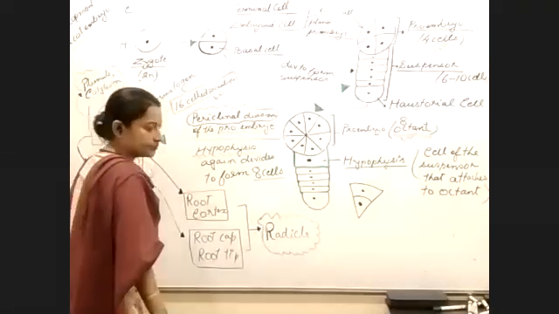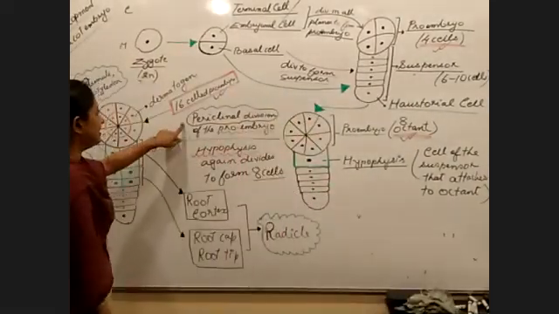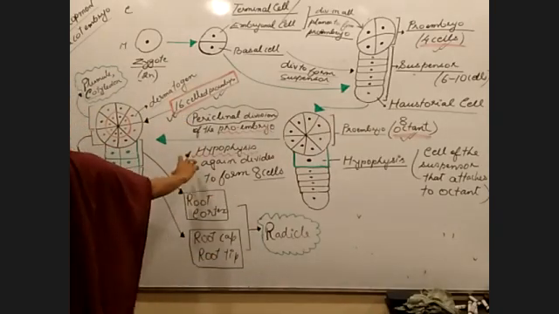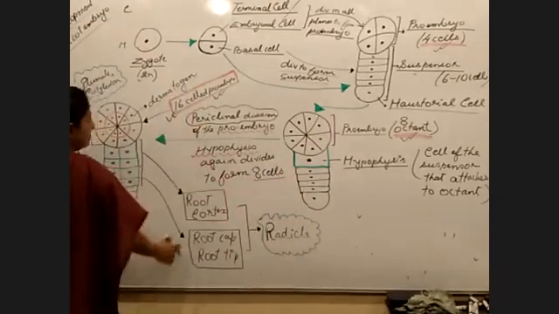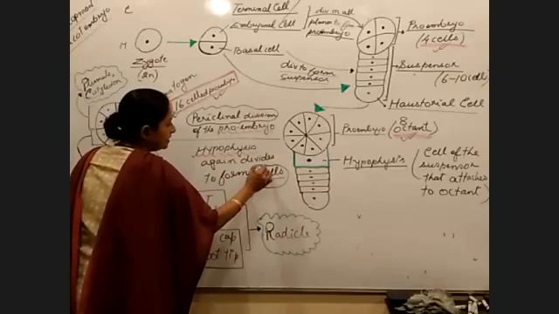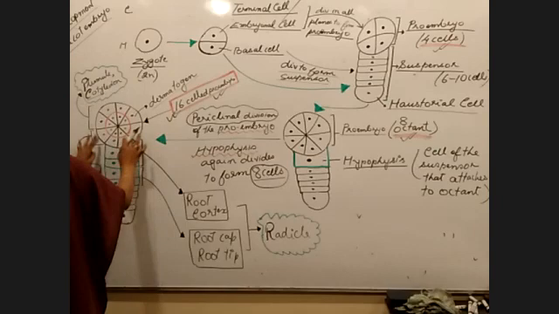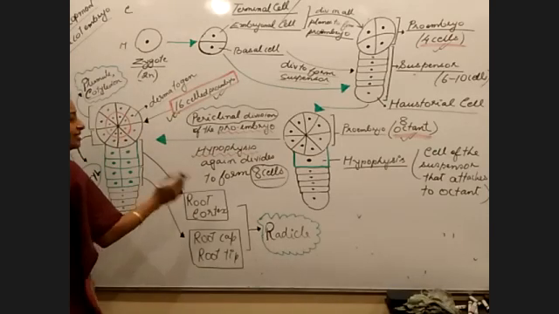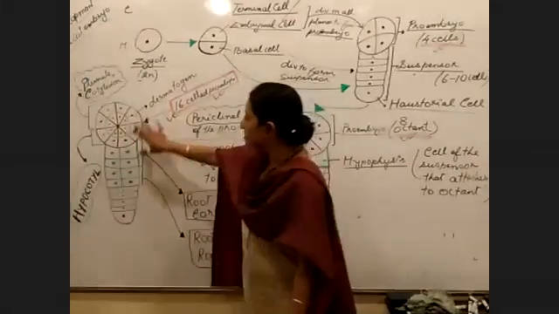Yes, ma'am. So ultimately, this 8-celled proembryo divides periclinally and forms a 16-celled proembryo. And what about this hypophysis? This hypophysis also divides and re-divides to form a collection of how many cells? 8 cells, right? So we have a structure with 16 cells, and this is the suspensor that will degenerate later.